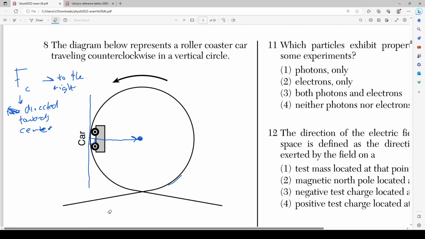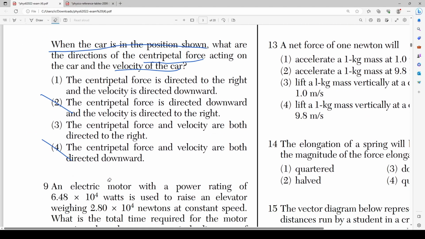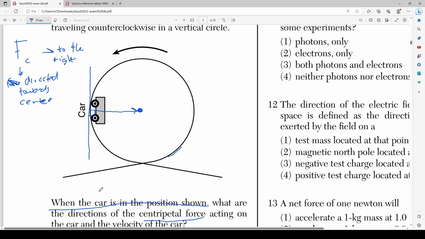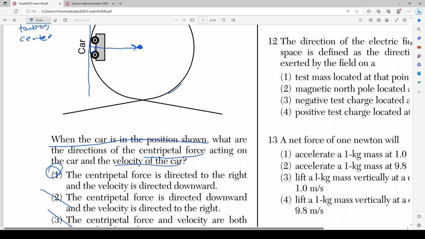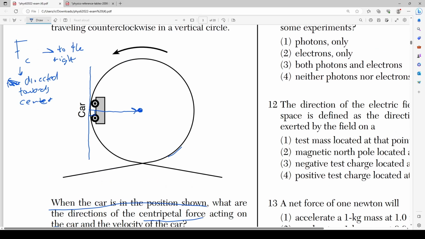So automatically I can eliminate choice number 3, which says that both of them are directed to the right, because the velocity is going to be either directed up or down. Now we know that the velocity is going to be directed down because look at the direction of the car. The car is going counterclockwise. So if we just trace this downwards at this point, if we literally just trace it and then draw a straight line, it's going to go downwards.